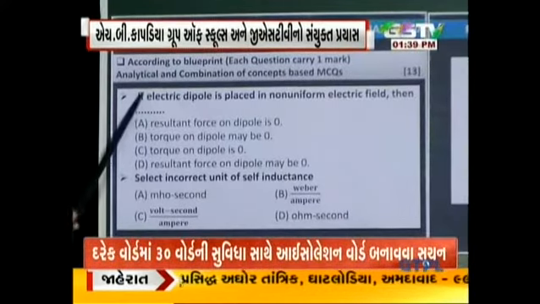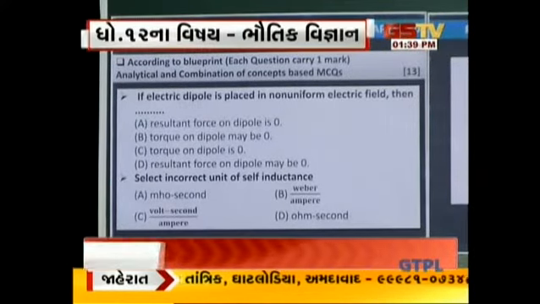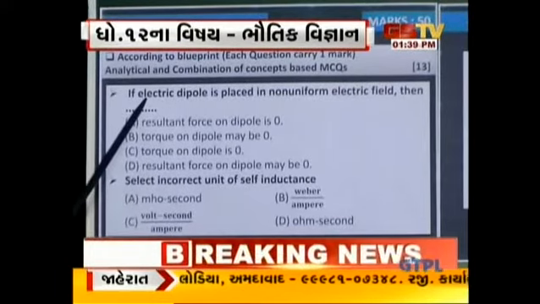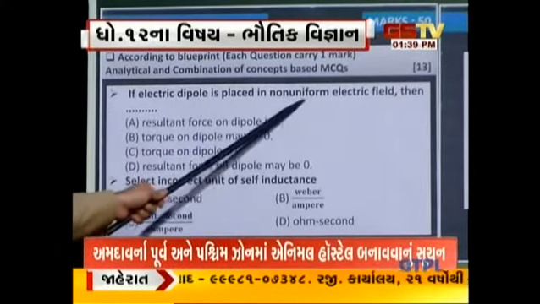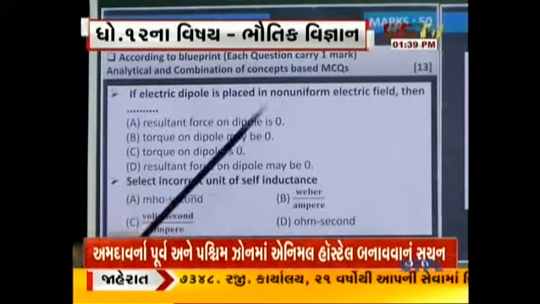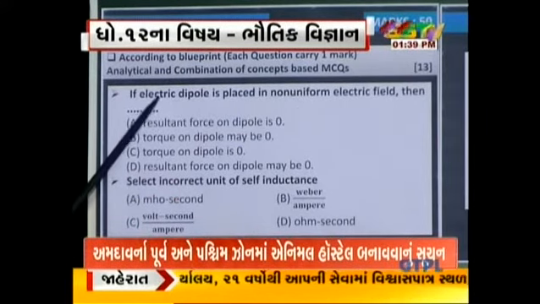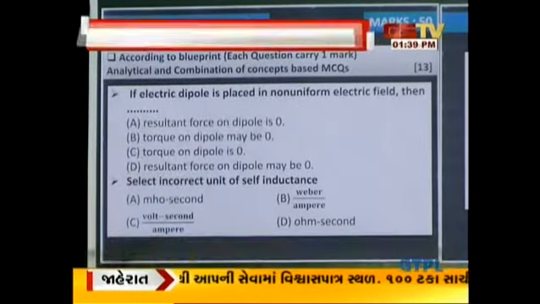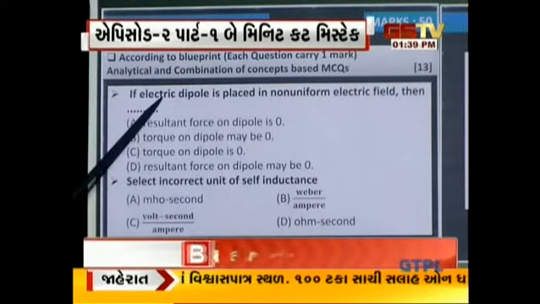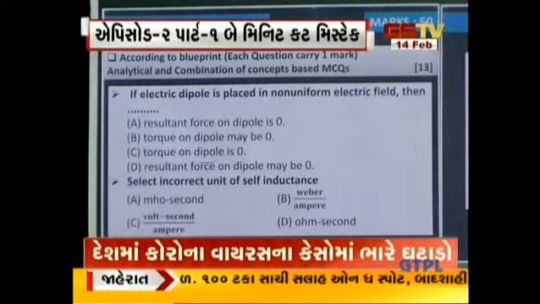So the first MCQ is: if an electric dipole is placed in a non-uniform electric field. See here, an electric dipole is kept in a non-uniform field. See, an electric dipole can be kept in a uniform electric field. A magnetic dipole can be kept in a non-uniform magnetic field, and a magnetic dipole can be kept in a uniform magnetic field as well.